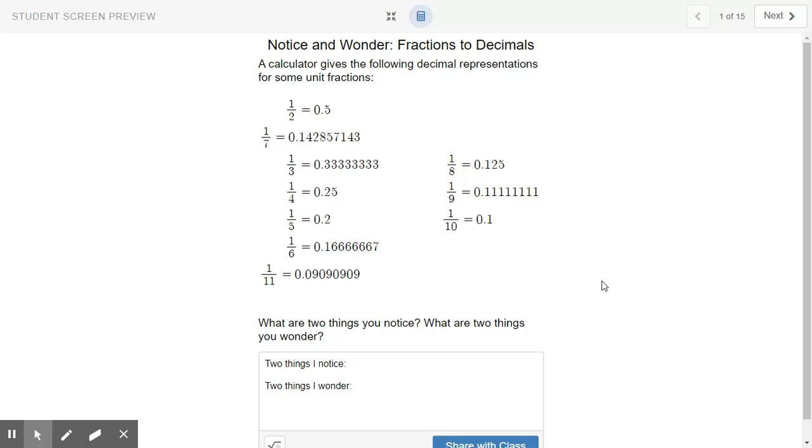So, for this first part, you're asked to see what do you notice and what do you wonder about these fractions and decimals. So, please go ahead and pause to type in your two things you notice and your two things that you wonder.